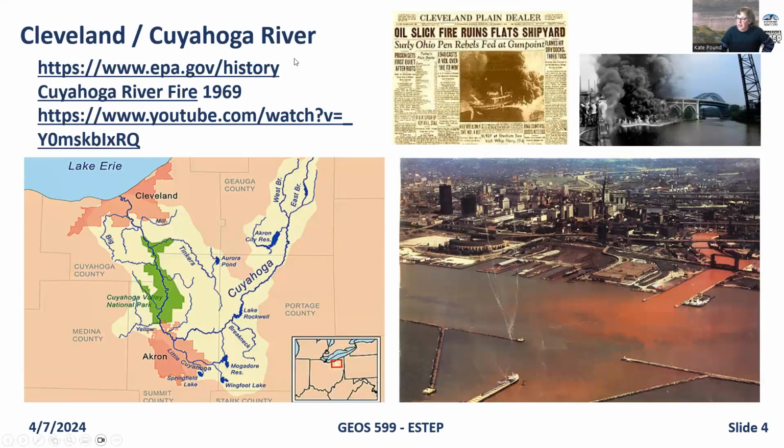So first of all, let's take a look at Cleveland or the Cuyahoga River. There are a couple of really good links here. But what you can see over on the lower right here is an image of downtown Cleveland and the Cuyahoga River in the 60s. And if you move over to the map on the left, here we have Cleveland and Lake Erie. And this river was incredibly contaminated.